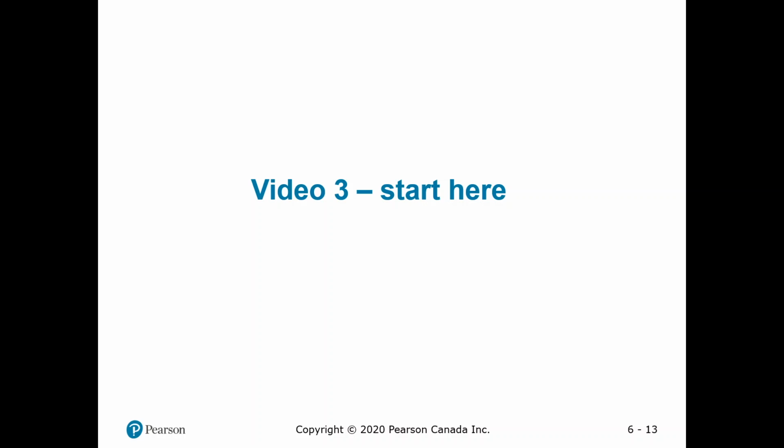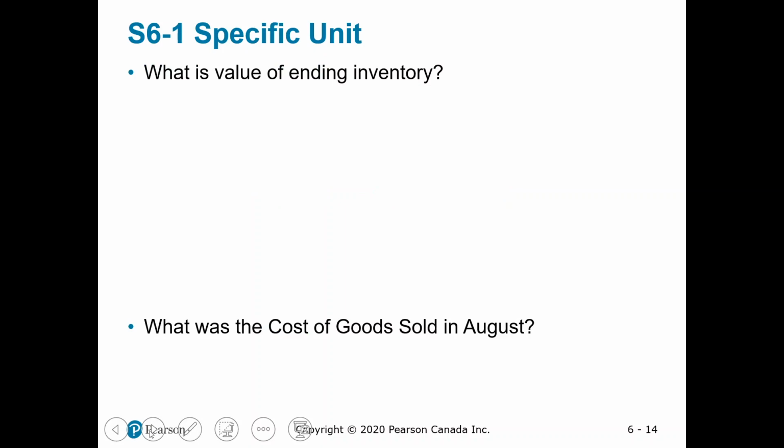Let's look at an example of a specific unit cost. This one's in your textbook, S6-1, on page 347. The question says that Garda's equipment has the following items in its inventory on August 1st, and it lists 4 items.